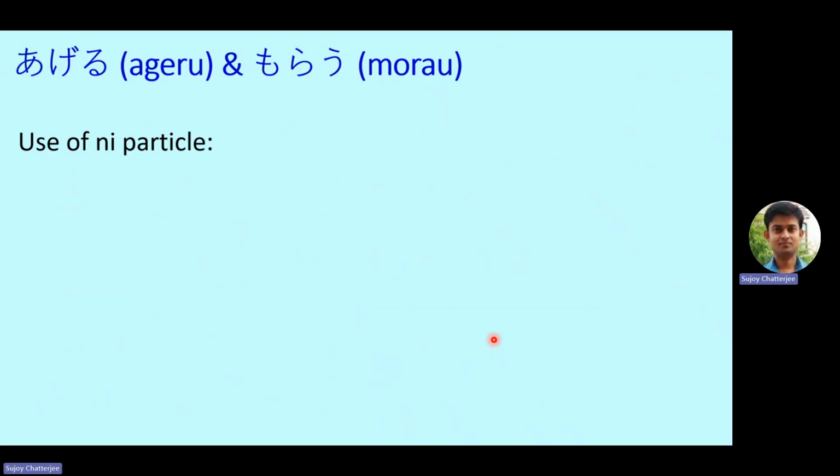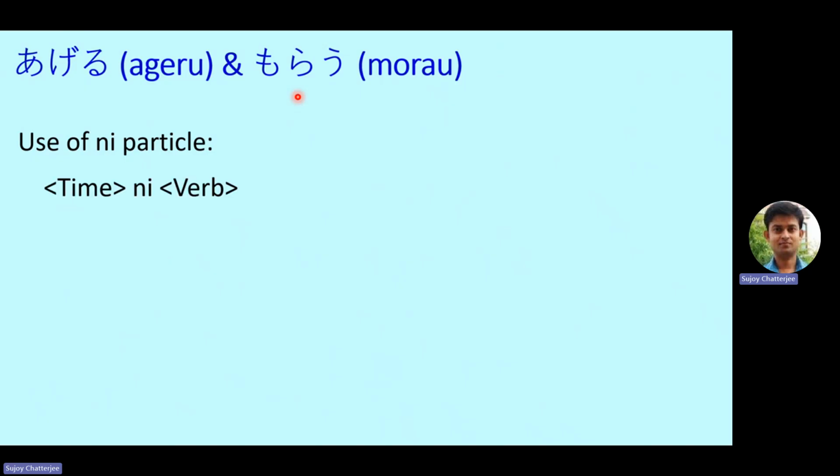Now, use of the ni particle. Now comes the very important part of this discussion, the use of the ni particle. Before discussing the ni particle with ageru and morau verbs, let us recap what we know about its usage. Which scenarios have we learned so far regarding the ni particle? Let's take a look at that.